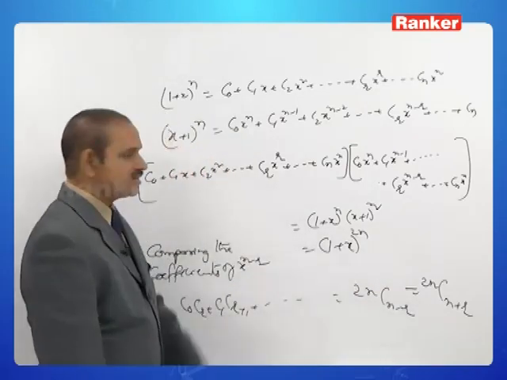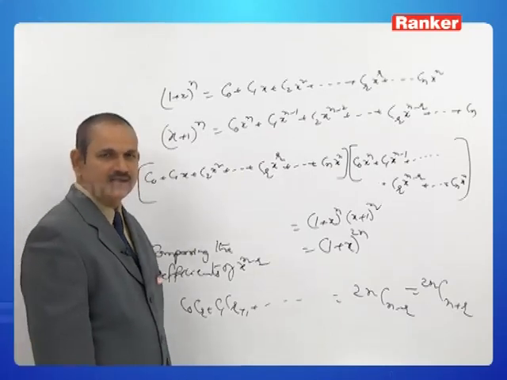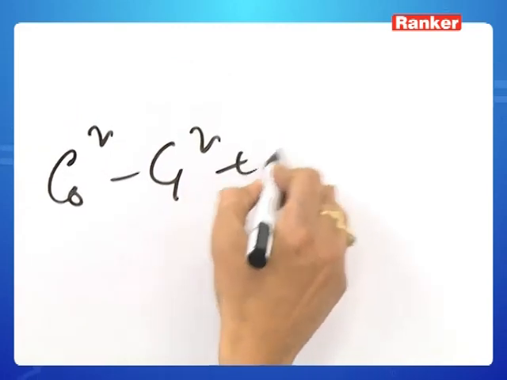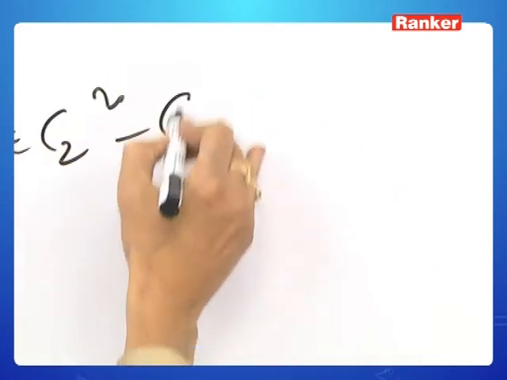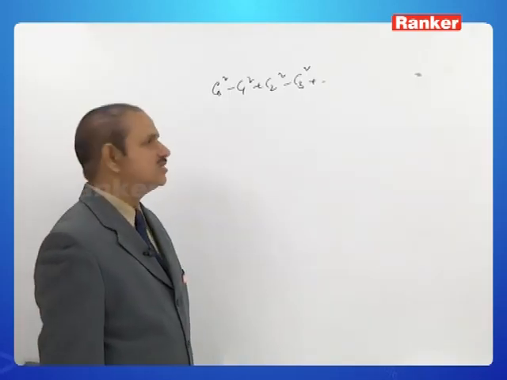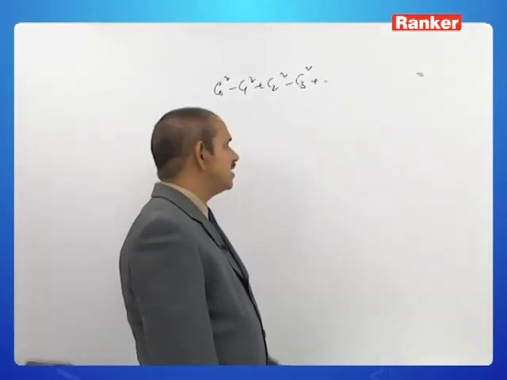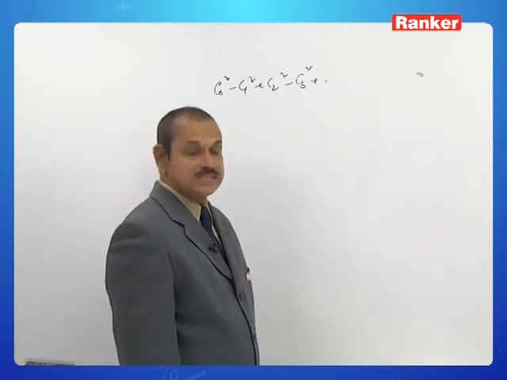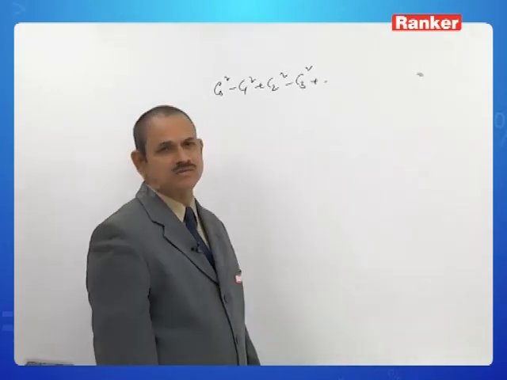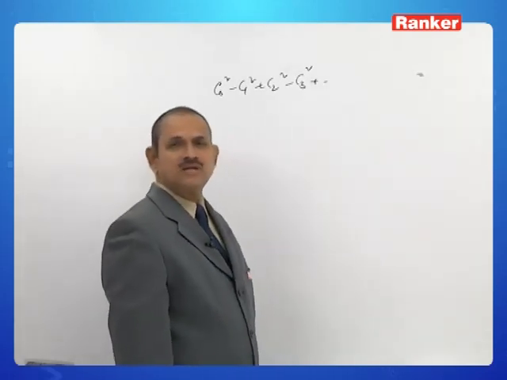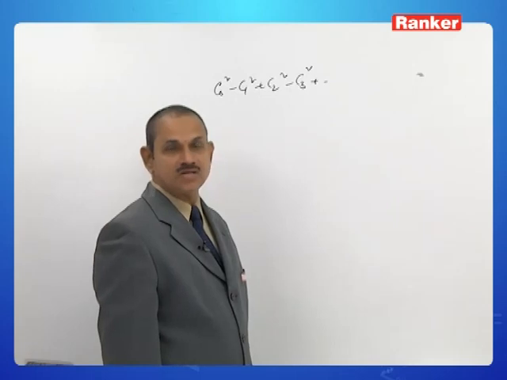Yes, like that we get it. Okay. One more thing: C naught square minus C1 square plus C2 square minus C3 square plus C4 square, etc. Of course, it is our moral responsibility to go through all the binomial coefficients. Not only that, it is our necessity, of course, to know all of them. This is C naught square minus C1 square plus C2 square and so on.